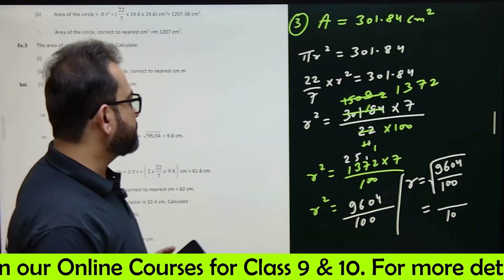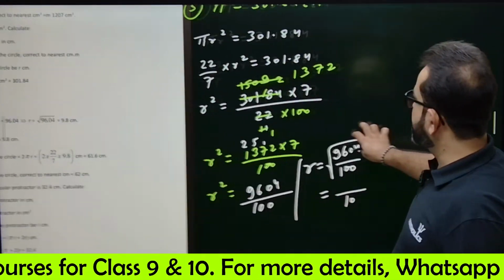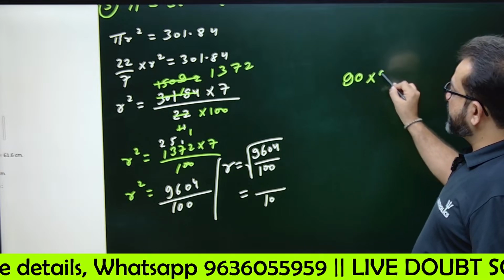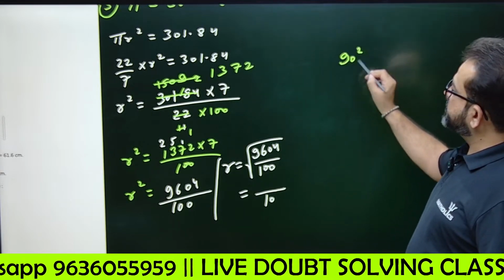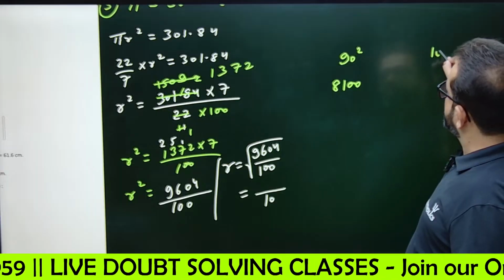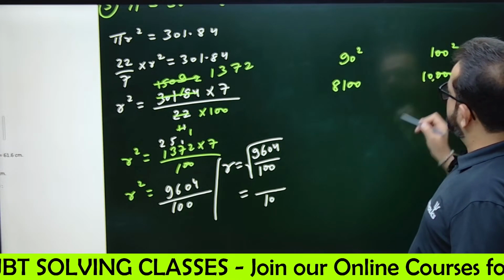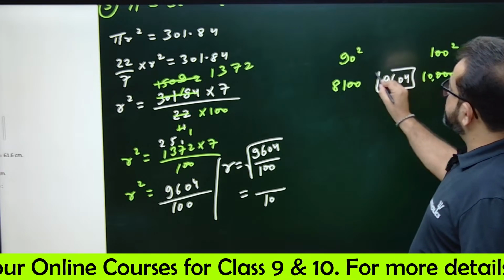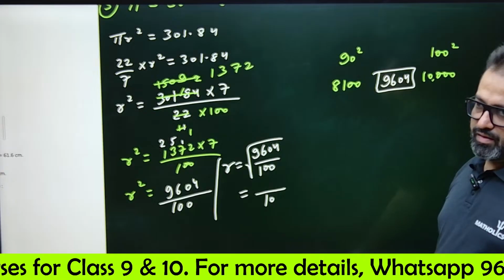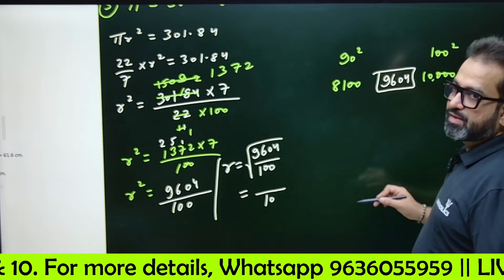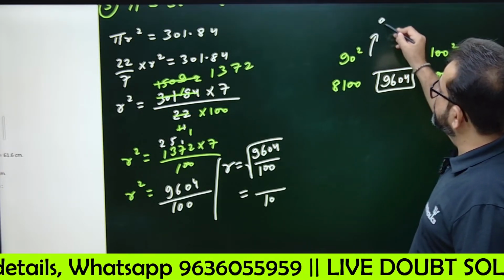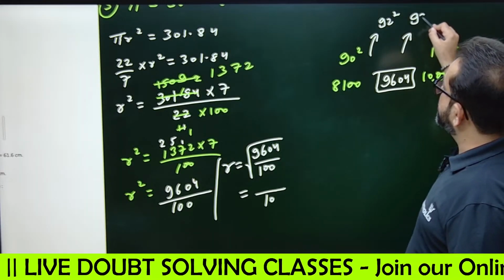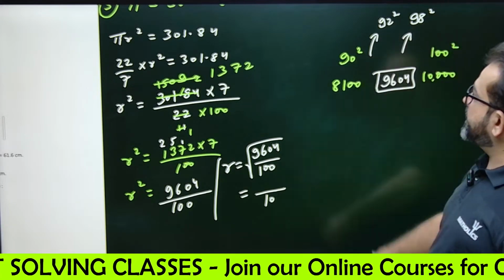Hmm? You just check. How to check now? See, if you multiply 50 into 50, 2500. 80 into 80, 6400. 90 into 90, 90 square is 8100. 100 square is 10,000. Right? So you have to actually fix 9604 in between of these squares, 90 and 100. What square numbers will have 4 at their last digits? Either it could be 92 square or 98 square.